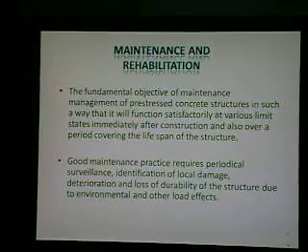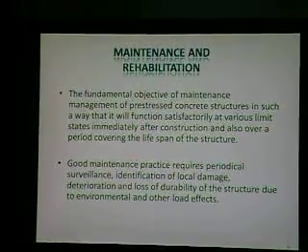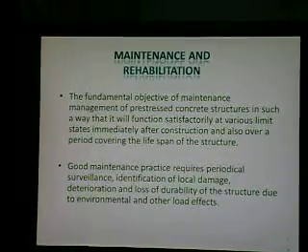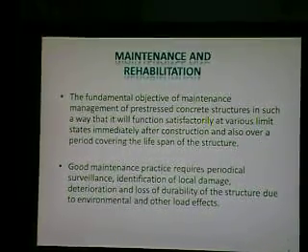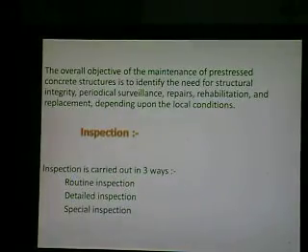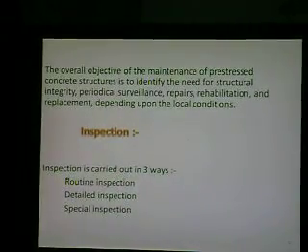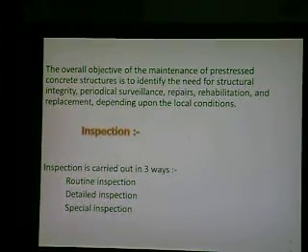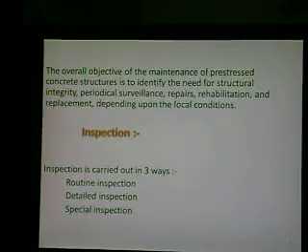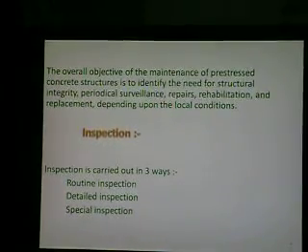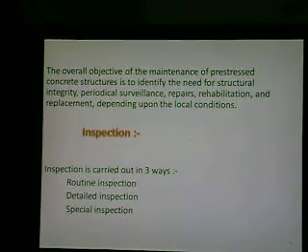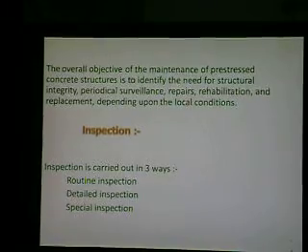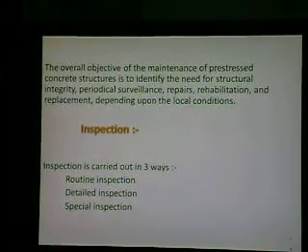Good maintenance practice requires periodical surveillance, identification of local damage, deterioration and loss of durability of the structure due to environmental and other load effects. The overall objective of the maintenance of pre-stressed concrete structures is to identify the need for structural integrity, periodical surveillance, repairs, rehabilitation and replacement depending upon the local conditions. Maintenance is one of the prime reasons for the healthy condition of the structure.